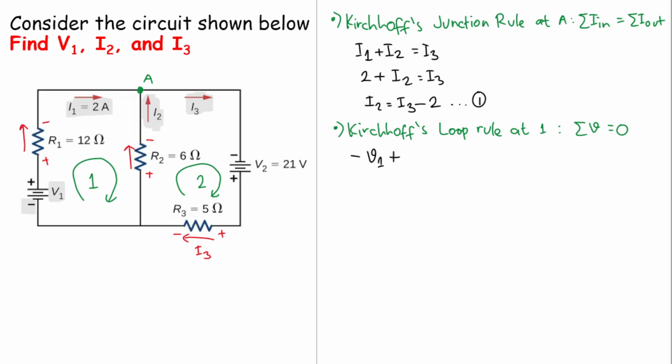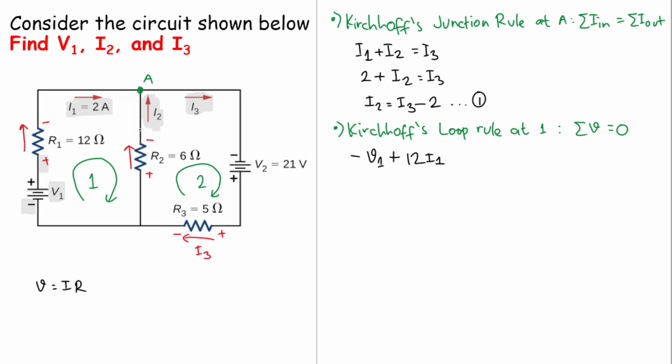And then plus, we will have R1. R1 is 12 ohm, and the loop is entering from the positive terminal, so I will have plus 12 ohm. And then the current that passes through it is I1. So I will multiply this 12 by I1 because of Ohm's law, right? So voltage is equal to current times resistance. This 12 is the resistance and I1 is the current, right?